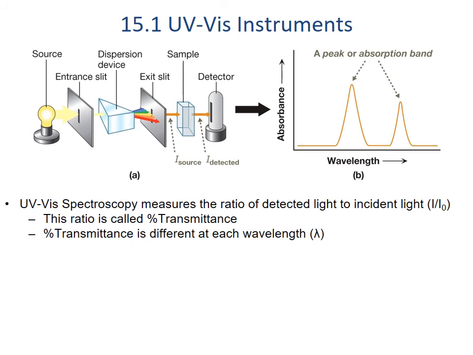Our UV Vis instruments will scan across wavelengths and measure percent transmittance at every wavelength, but it's different at each wavelength. As we scan across the wavelengths, we'll find a broad area where there is a percent transmittance that's lower. This generally corresponds to one transition, and they're broad because the energy for that transition changes slightly as the molecule vibrates.